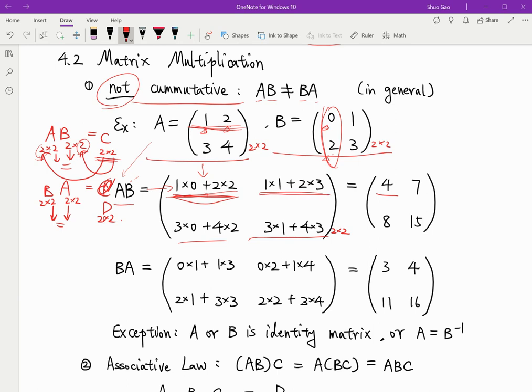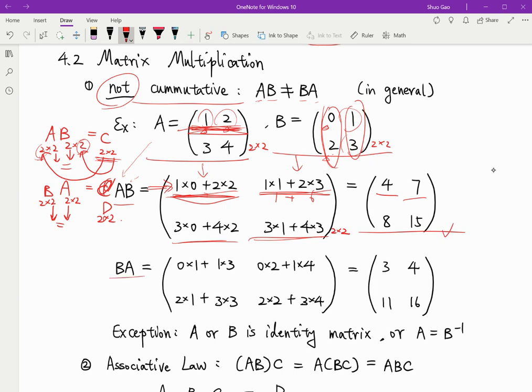And again, when we are calculating the element in the first row and the second column, we use the first row of A and the second column of B to calculate. So that's 1 times 1 plus 2 times 3. So this is 7. And for the third and fourth element, we use the same method as we talked about before. And then we find that A times B is this matrix.